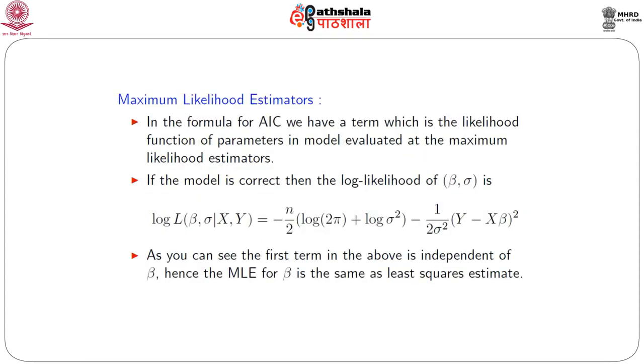Now, the maximum likelihood estimators. In the formula for AIC, we have a term which is the likelihood function of the parameters involved in the model, evaluated at the maximum likelihood estimator. If the model is correct, then the log likelihood of the two parameters beta and sigma is given by log L(beta, sigma | x, y) equals negative n divided by 2 times (log 2 pi plus log sigma squared) minus 1 over 2 sigma squared times ||y minus x beta|| squared.